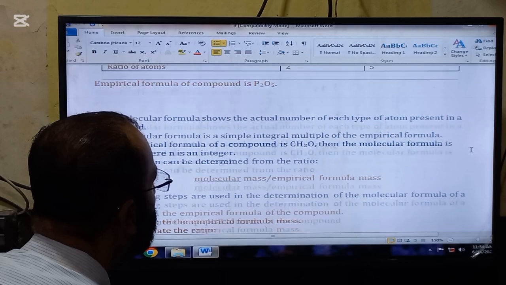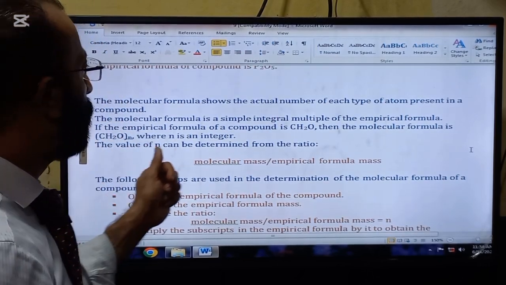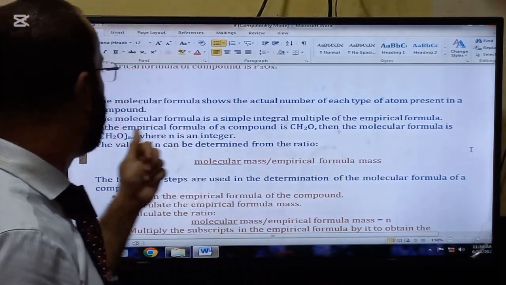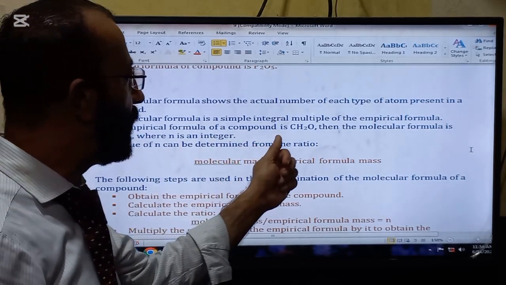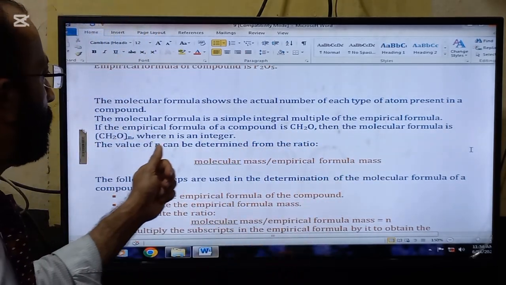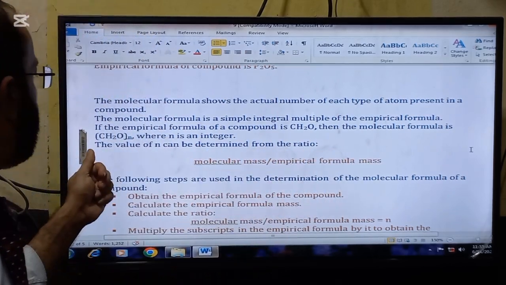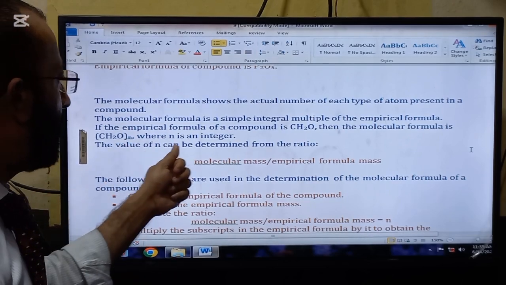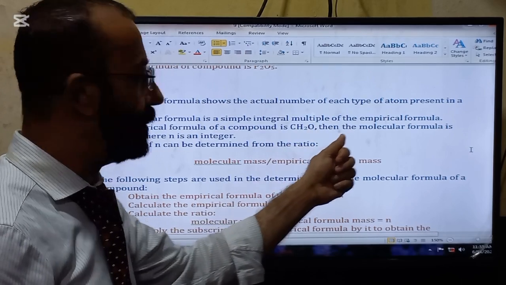Okay, the next topic which is going to start is the molecular formula. The molecular formula shows the actual number of each type of atom present in a compound. The molecular formula is a simple integral multiple of the empirical formula. If the empirical formula of a compound is CH2O, then the molecular formula is (CH2O)n, where n is an integer. So it is a simple integral multiple.